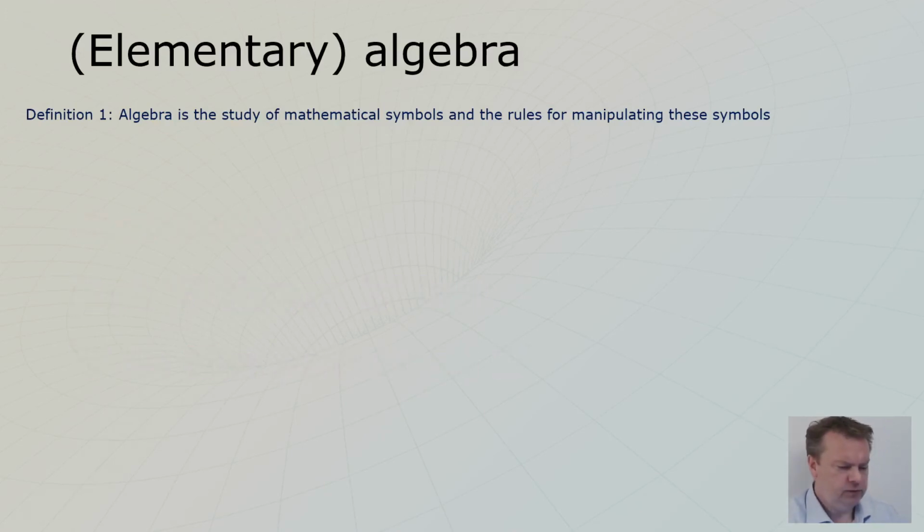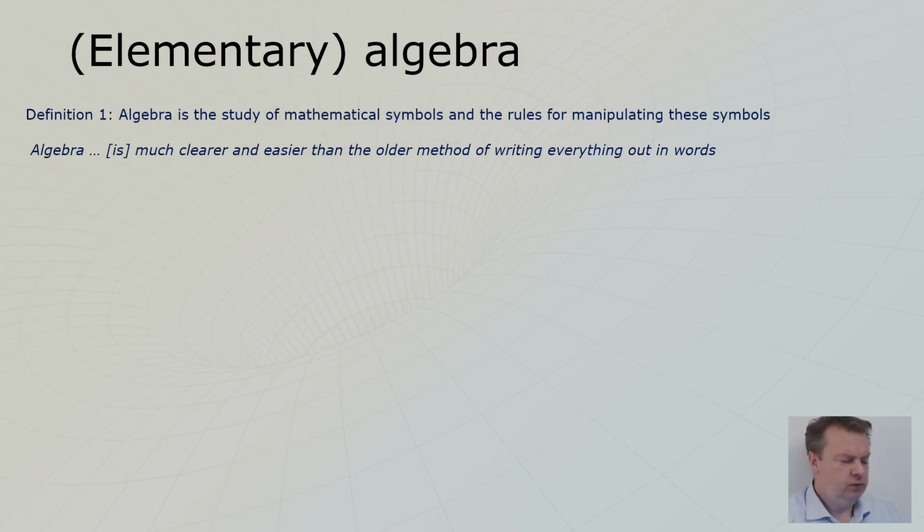I found this definition online, and it also said algebra is much clearer and easier than the older method, where we just wrote down everything in words. As you can understand, mathematicians are evil. I totally disagree with this statement. It's not easier and it's not clearer. It's faster. And if you've done it a million times, you can probably go faster through your stories, but it's not clearer and it's definitely not easier.